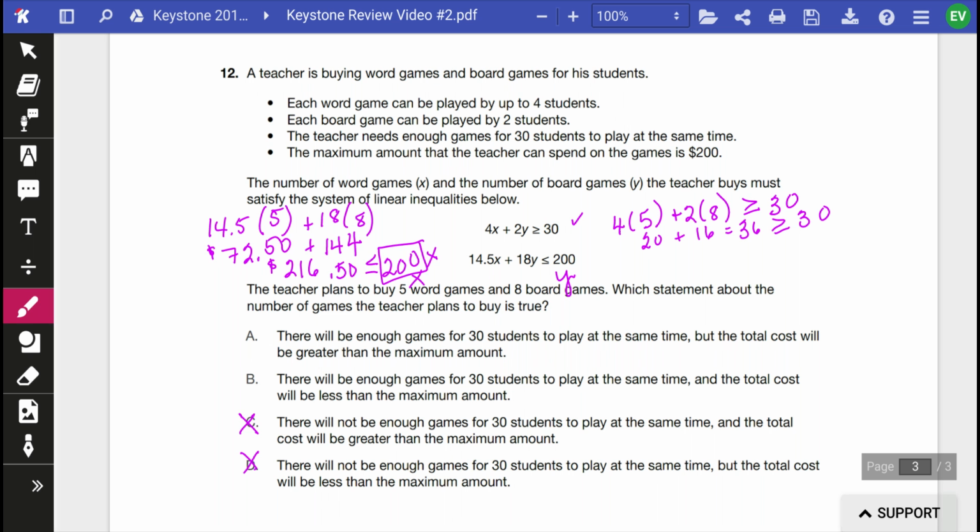Okay, so A says there will be enough games for 30 students to play at the same time, but the total cost will be greater than the maximum amount. B says there will be enough games for 30 students to play at the same time, and the total cost will be less than the maximum amount. Well, we know that the cost, $216.50, is bigger than $200, so A then is the correct answer for that one.